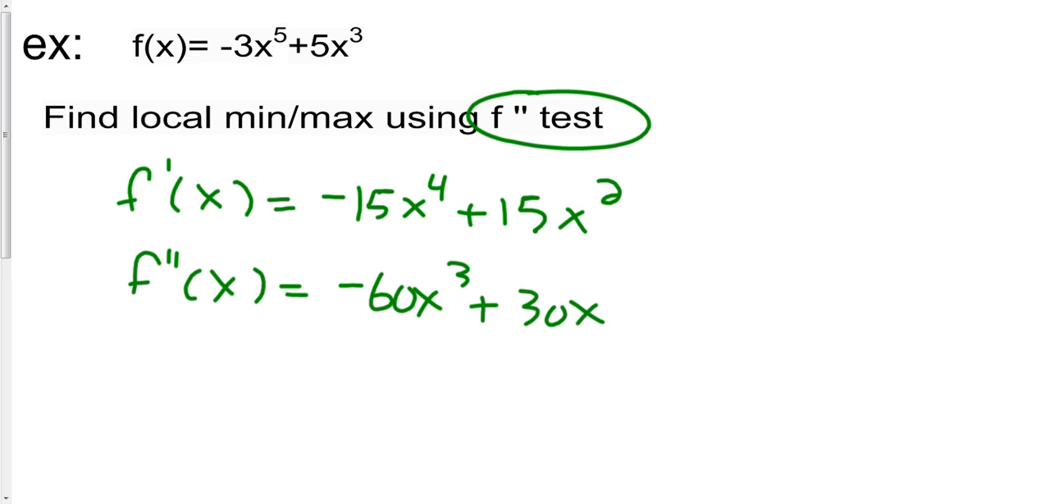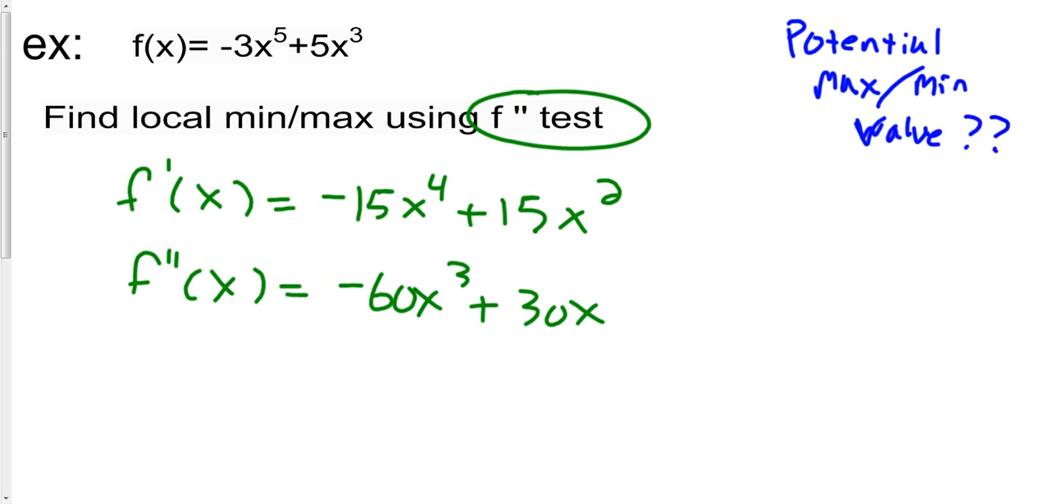Okay, now the question becomes this. When is a possible potential max or min value? When does that happen? That's going to happen at a critical number. It's really important that we understand when that happens. It happens at a critical number, and that is when y prime is equal to 0. By the way, this is not the second derivative, even though this is the second derivative test.